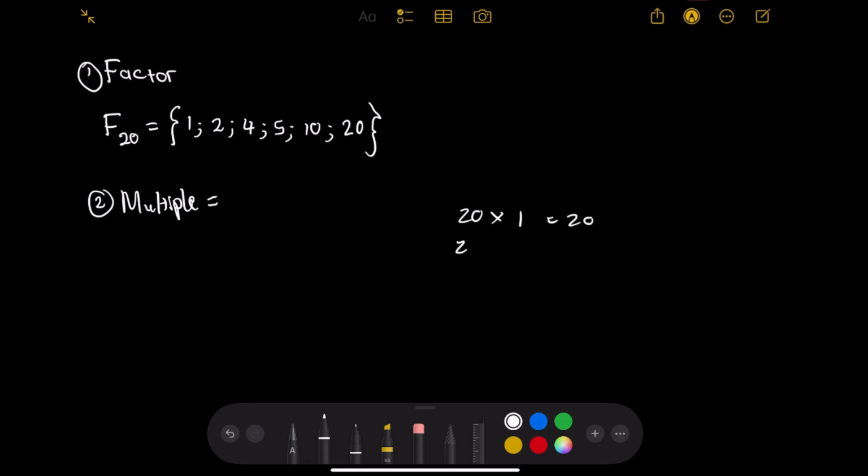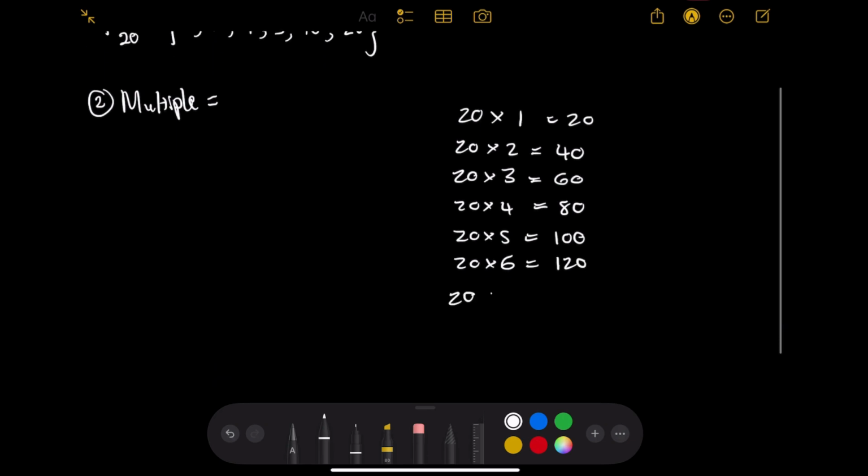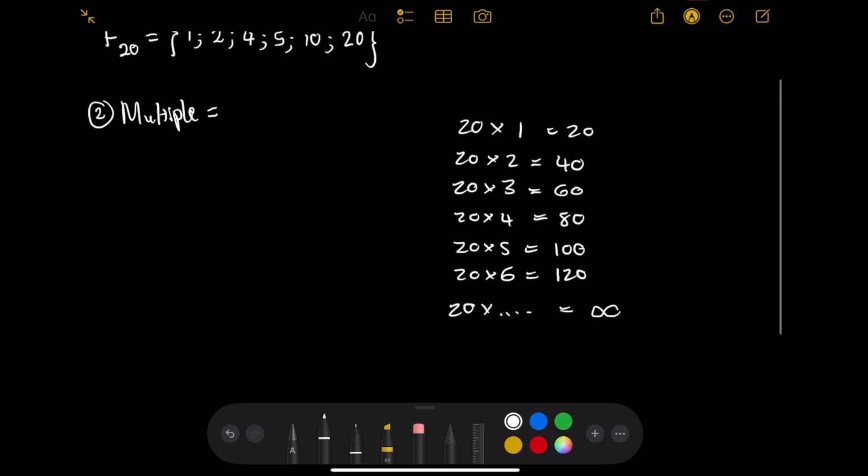20 times 1 is 20. 20 times 2 is 40. 20 times 3 is 60. 20 times 4 is 80. 20 times 5 is 100. 20 times 6 is 120. You can multiply 20 by many more numbers, and ultimately you can multiply 20 by an infinite amount of numbers, and that will continue on and on.